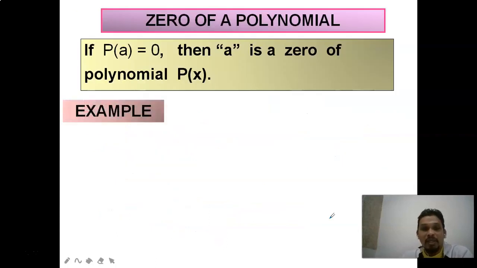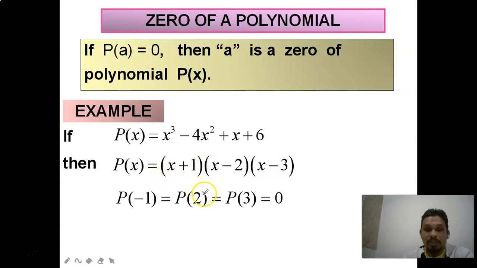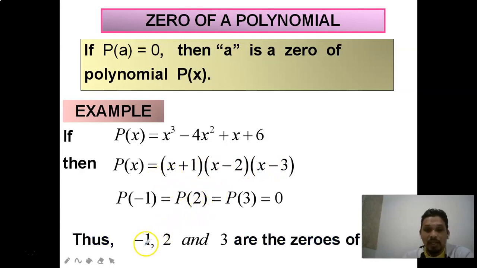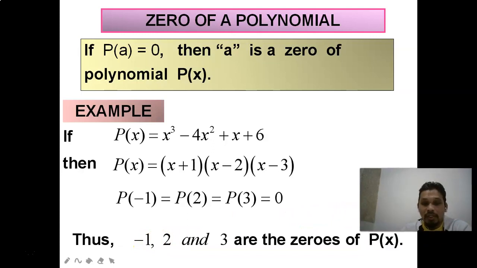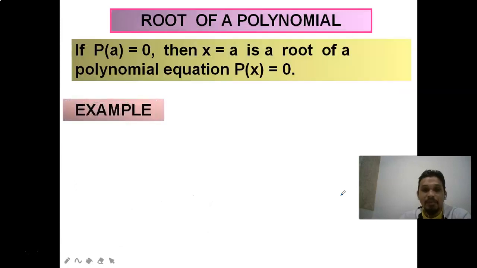Okay, now if ab equals 0, then a is a zero of the polynomial. Let's say we are given a polynomial P(x), and we can factorize it and get all three factors here. Then we come to the conclusion that negative 1, 2, and 3 are the zeros of the polynomial.